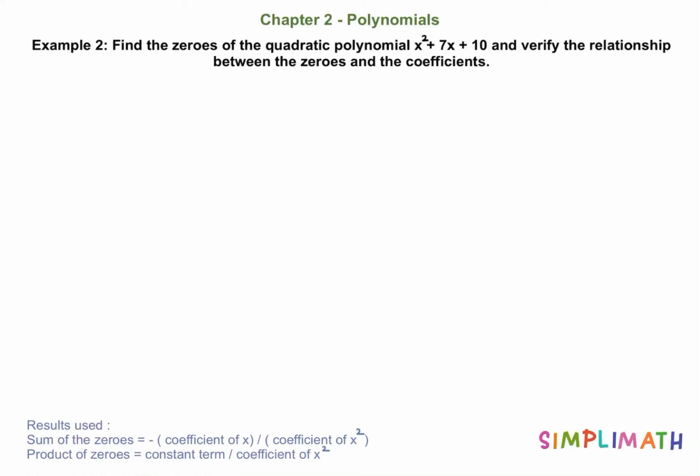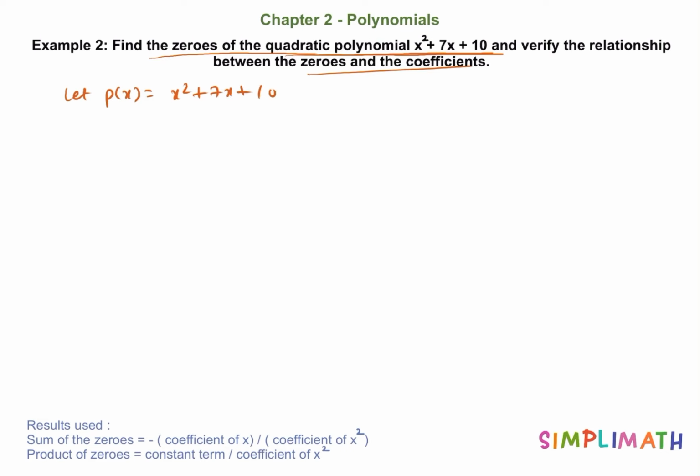Example 2 says find the zeros of the quadratic polynomial x square plus 7x plus 10 and verify the relationship between the zeros and the coefficient. Okay, let us first cover the first part, to find the zeros of the quadratic polynomial. So let p of x equal x square plus 7x plus 10. Okay, now how are we going to solve this equation?